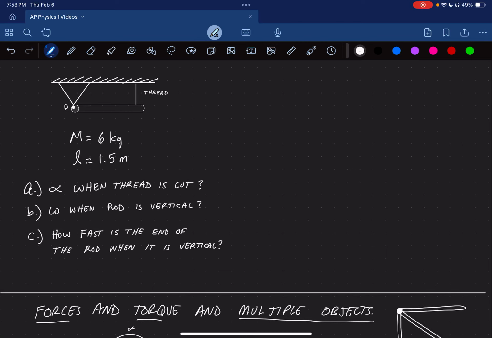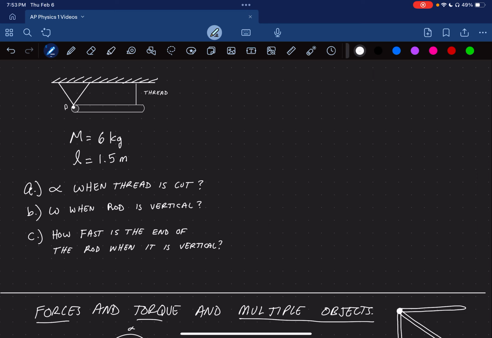Okay, in this video, we'll go over forces and torque and multiple objects. But we're going to start with another topic right here, which I'm not going to give away yet. So here we have the same picture, the rod that's supported, free to rotate around point P.